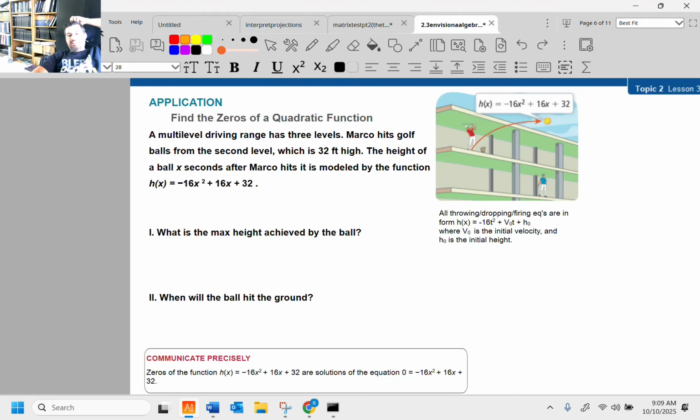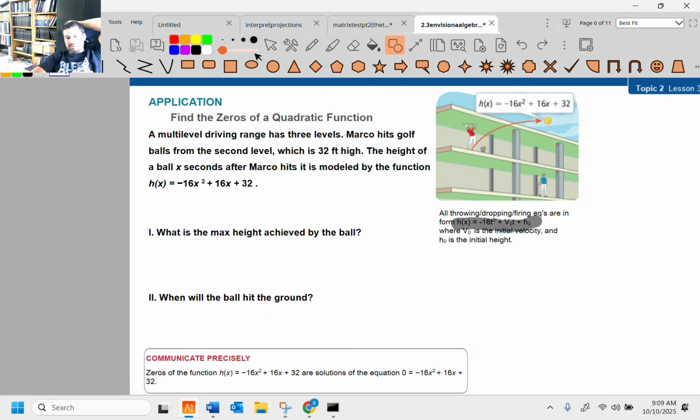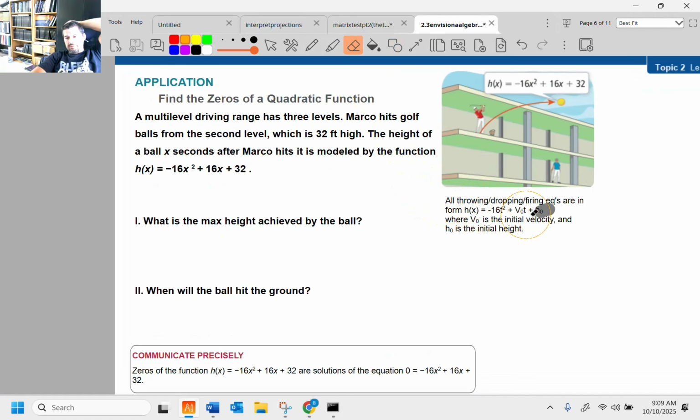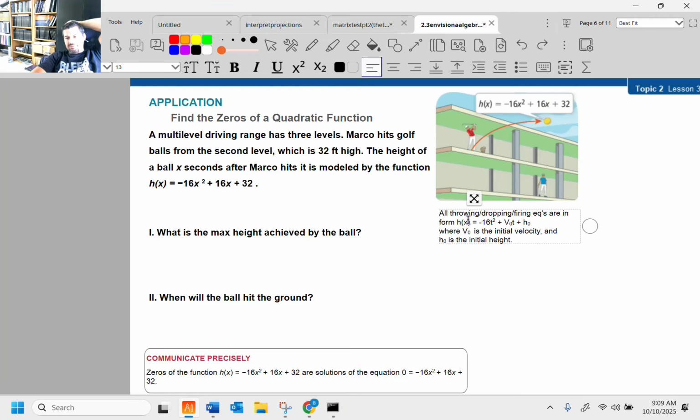I've got a little side note for you. If you're using feet, which this example is because you live in the United States of America, all throwing, dropping, or firing equations are in the form height as a function of time. I don't know why I used the letter x there. Must be having a senior moment. That should be height as a function of time is negative 16 times the time squared plus v sub 0, the initial velocity, times time, plus h sub 0, which is the initial height. All right, anyway, what is the maximum height achieved by the ball?